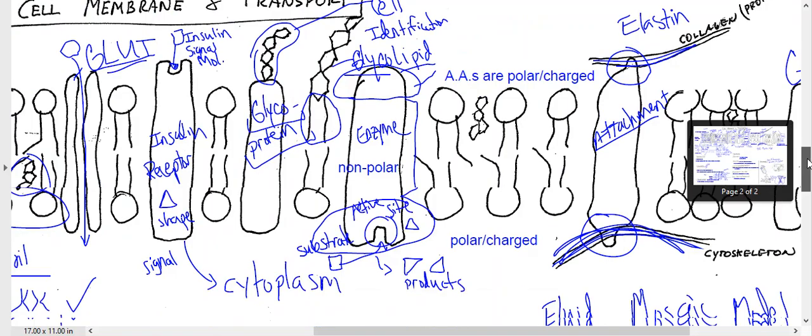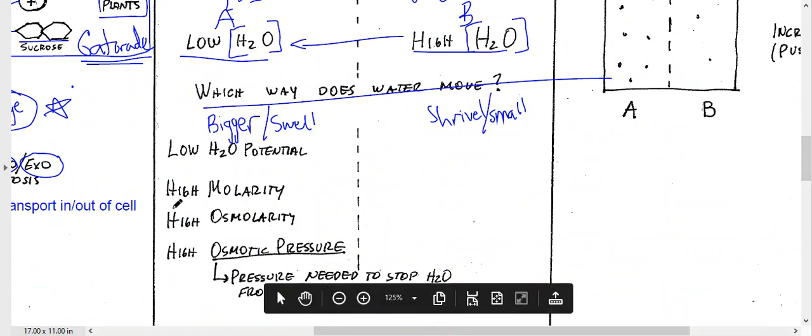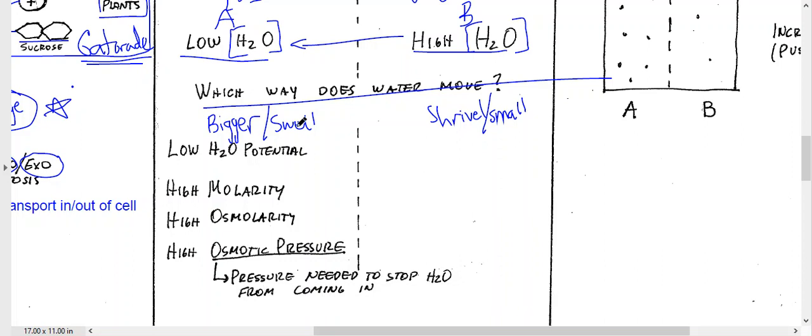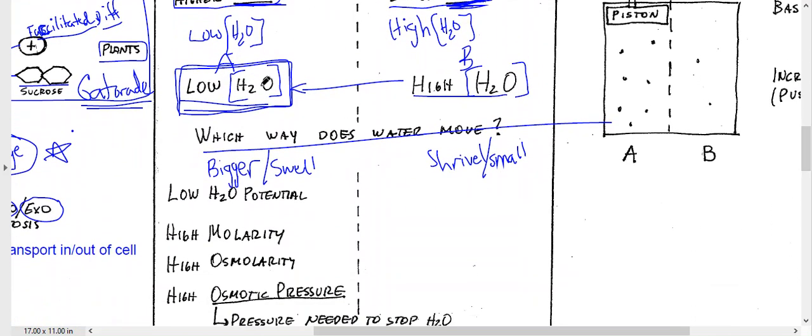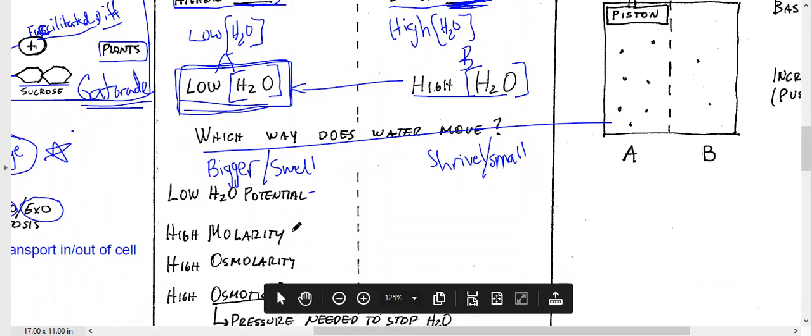All right. So down here towards the end of this third, there are some synonym vocabulary words that I want you guys to be aware of. Anytime you see low water potential, that is the same as saying you have low water concentration. If you say you have high molarity, what you're saying is you have a high solute concentration, just like we had in side A, which is the same as saying you have low water concentration. So saying you have low water potential and saying you have high molarity, they're synonyms. They mean the same thing.